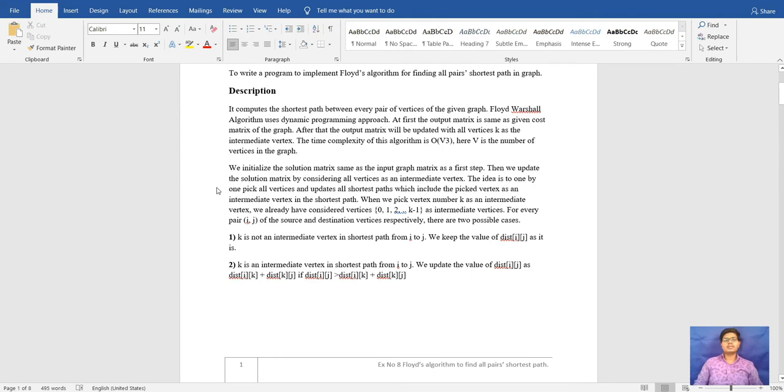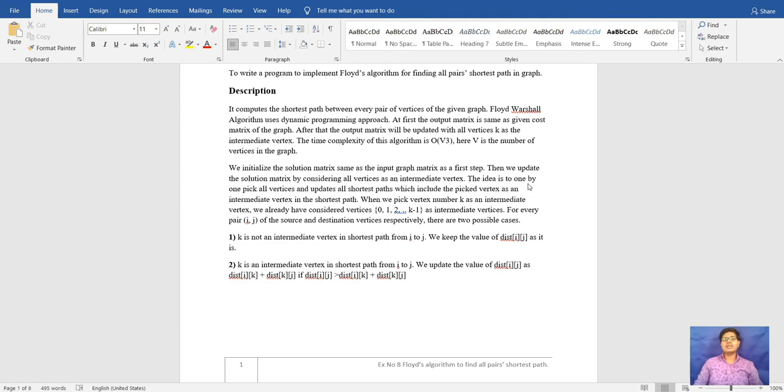In this algorithm we have to update the solution matrix by considering all vertices as an intermediate vertex. For example, when the graph is given with four vertices a, b, c and d, a is connected to b, b is connected to c, and a is connected to c. That type of graph is there. And when we cannot go from one vertex to another, there will be an infinity. We will see that further.